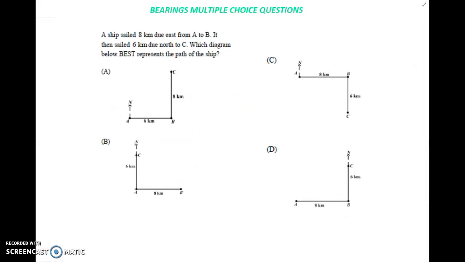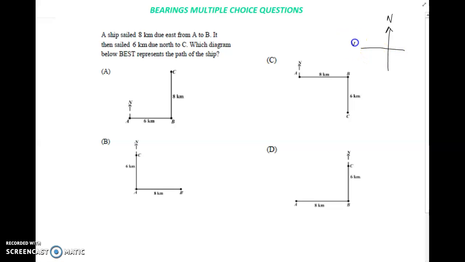Now this is a very easy question that you see popping up in many multiple choice past papers. It says a ship sailed 8 kilometers due east from A to B. It then sailed 6 kilometers due north to C. Which diagram below best describes the path of the ship? First of all, you must know what is north, west, east, and south. Again, remember your north is always at the top there.